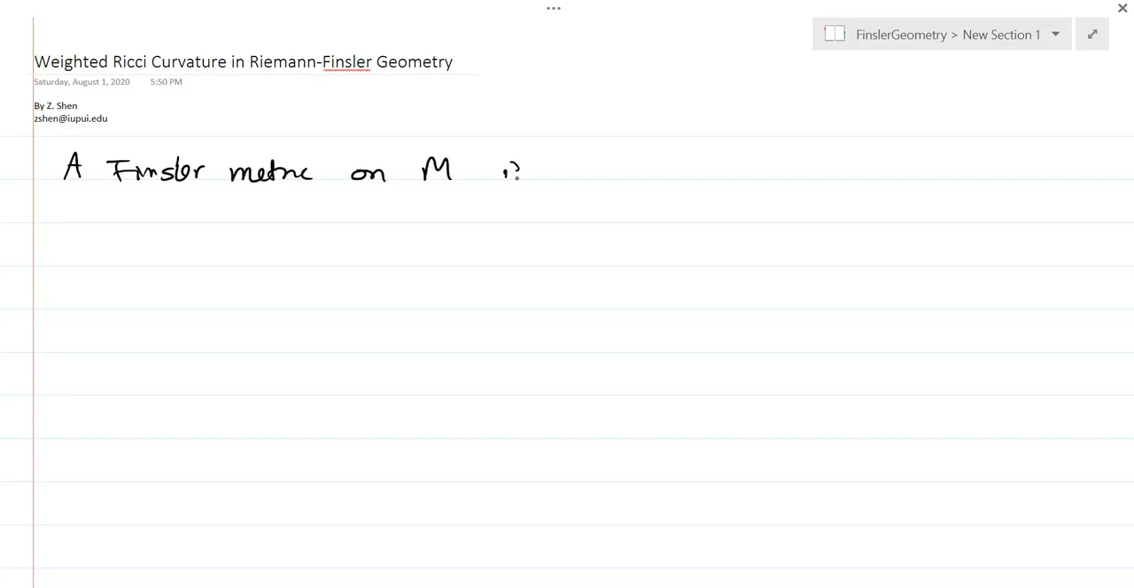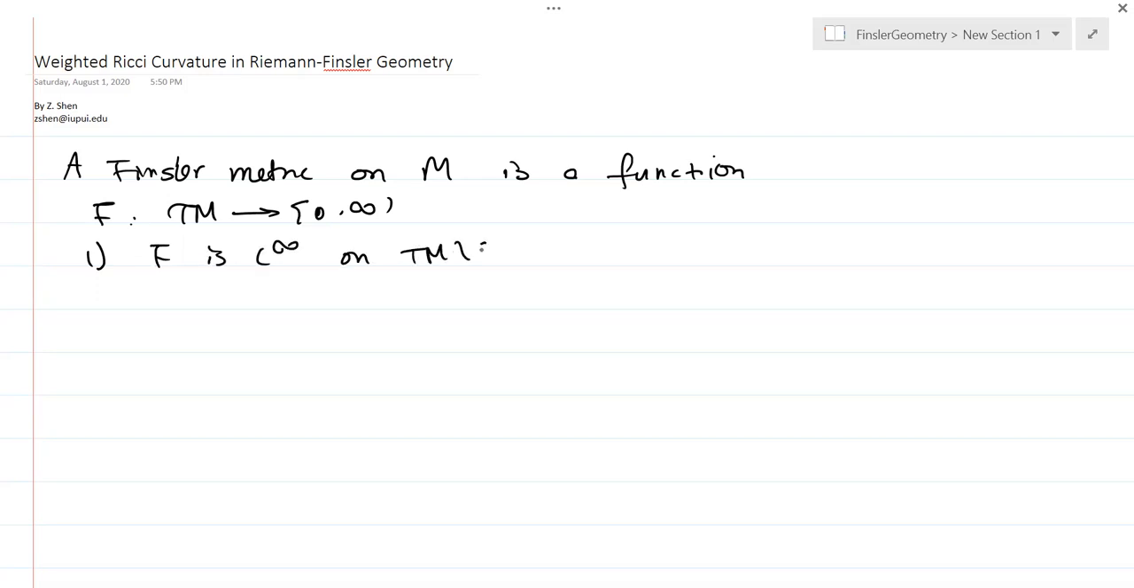On a manifold M, it is a function F defined on the tangent bundle, with the following properties. First of all, it is smooth, otherwise we cannot differentiate. It is smooth on the tangent bundle away from the zero section.